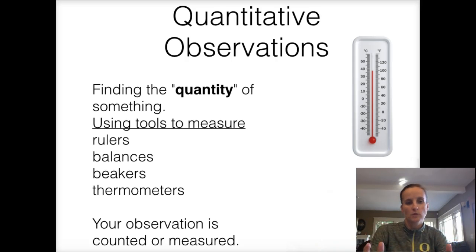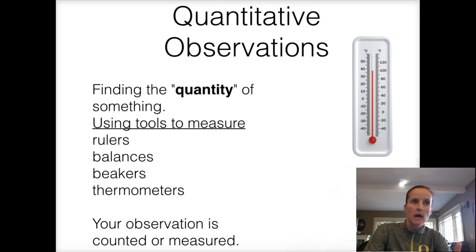generally you're using tools to measure. So you might measure the height, length, or width of something. You might need to know the mass of something, how much matter is contained in something, so you might use a balance or a scale. You might need to know the volume of something, so you could use a graduated cylinder or a beaker. Maybe you need to know the temperature of something, and so you might use your thermometer. The thing with quantitative observations is that your observation is counted or measured in some way.